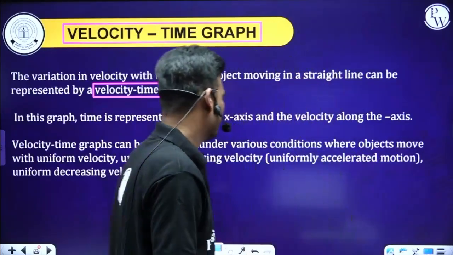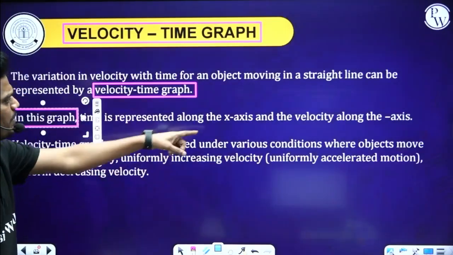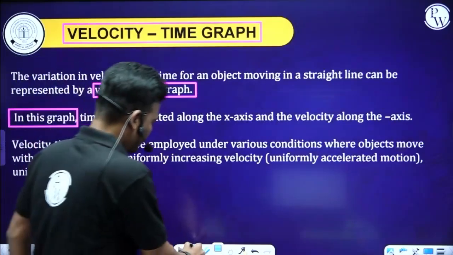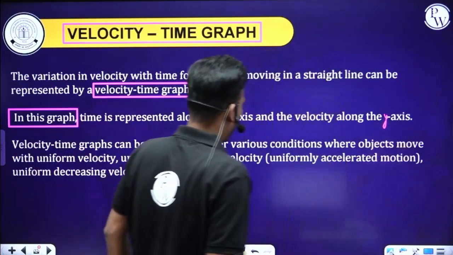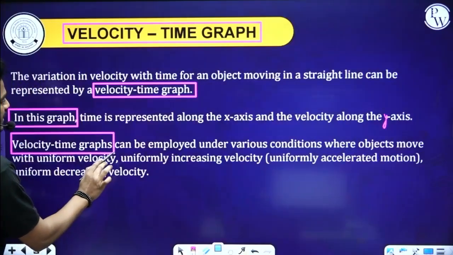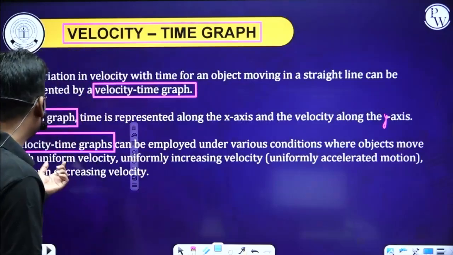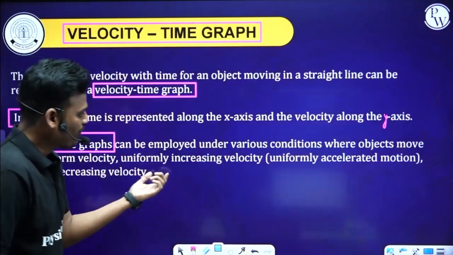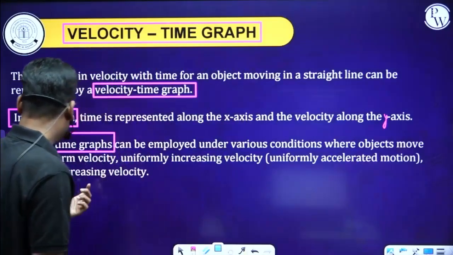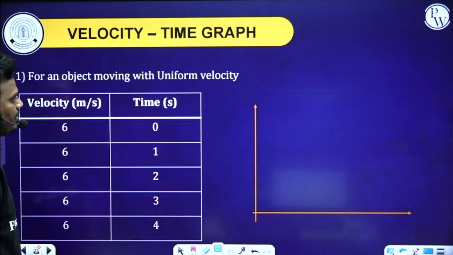In the same way, in this graph, time is represented along the x-axis and the velocity along the y-axis. A velocity time graph can be employed under various conditions where objects move with a uniform velocity, uniformly increasing velocity, that is nothing but uniformly accelerated motion, and the last one, uniformly decreasing velocity. Let's see the 3 cases they have given, one by one.